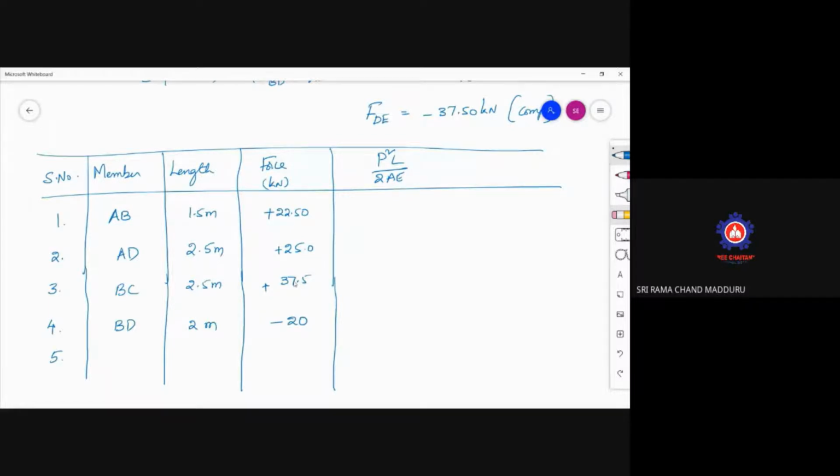Fifth one, CD. So CD is 1.5 meters. Force in CD is minus 22.5. The next one is 1.5 meters, minus 37.5.